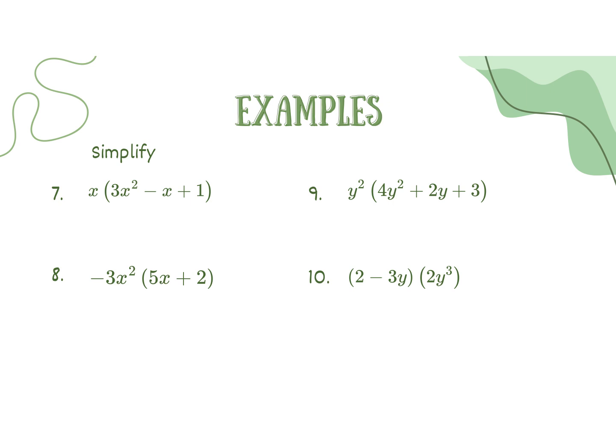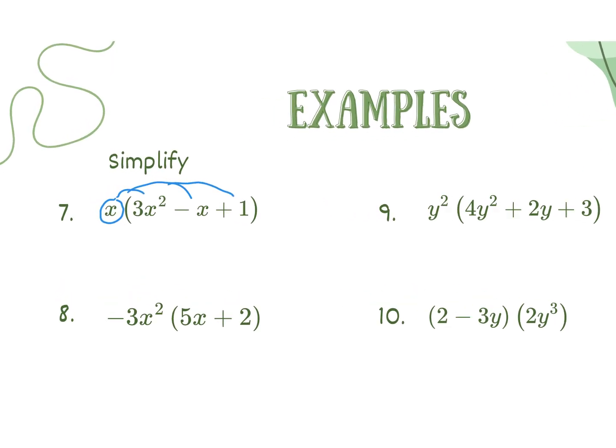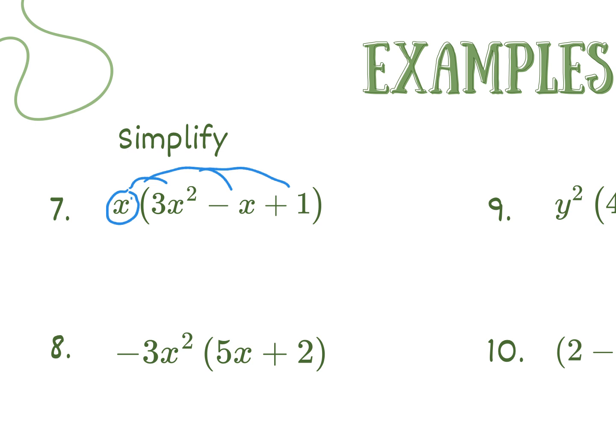You're going to notice that in all of these, it looks like there's going to be something that you can distribute, right? So it looks like in number 7, I can take that x and I can distribute it to each term in those parentheses. So again, think of this x having an exponent of 1. So again, you're going to add your exponents when the variables are the same. So 3x squared times x to the first is going to be a 3x to the third, right?